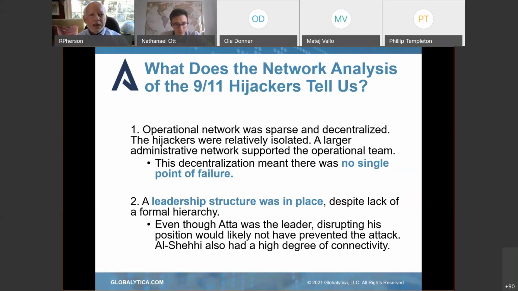So what does that analysis tell us? What we saw was that it was a fairly sparse and decentralized network. The hijackers were isolated. I remember getting a briefing from the FBI where they said, well, why didn't you see these guys doing something? I said, well, as we looked at the group of people, we realized that there was a group, and they had identified several key characteristics of the group. And they didn't know that they were a terrorist group yet.